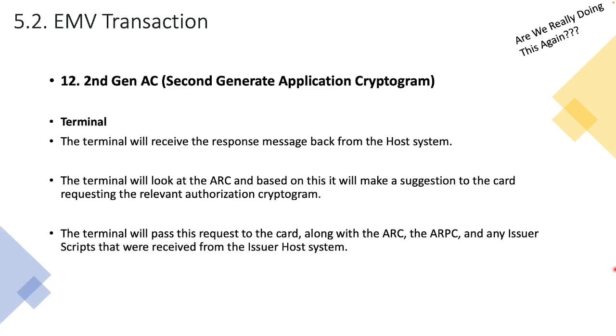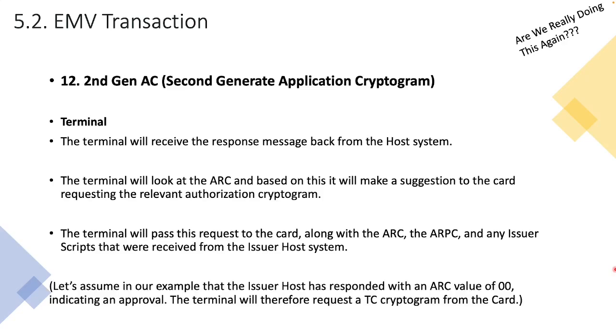The terminal is not allowed to change or modify any of this information, right? So whatever it receives on that ISO 8583 response message, it needs to pass it down to the card, untampered with and unmodified in any way. Right. So as we said, let's assume in our example that the issuer host had responded with an ARC value of 00, which indicates an approval. The terminal will therefore request a TC cryptogram from the card.